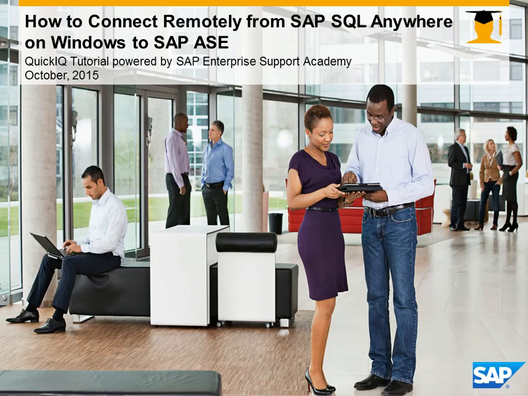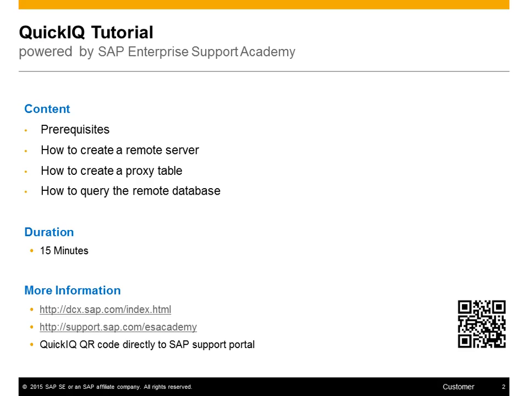In this Quick IQ tutorial, we'll see how to set up remote data access from SQL Anywhere 17 to Adaptive Server Enterprise 15.7. Prerequisites include the installation of the Adaptive Server Enterprise ODBC driver and Open Client connectivity on the SQL Anywhere server machine. We'll see how to create a remote server, a proxy table, and how to query the remote database.